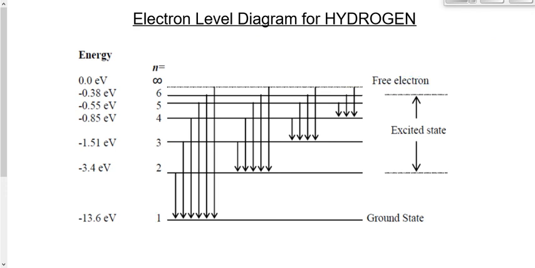So on the 1st level, it absorbs 12 EVs. Where does it go to? Well, 12 EVs would take me to, what, negative 1.6? So tell me, which level is it going to go to, number 2 or number 3? Which one is it? No, it's not 3. It's going to go to 2. You only had 12 EVs available to you. You needed 12.09 to get from 1 to 3.